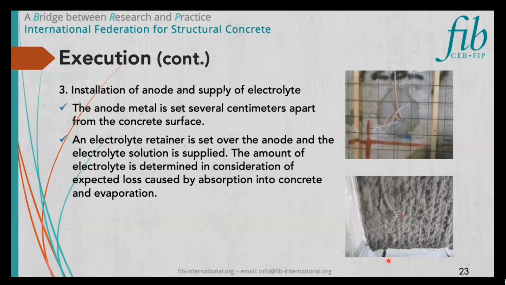An electrolyte retainer is set over the anode, and the electrolyte solution is supplied. The amount of electrolyte is determined in consideration of expected loss caused by absorption into concrete and evaporation into the surrounding air.